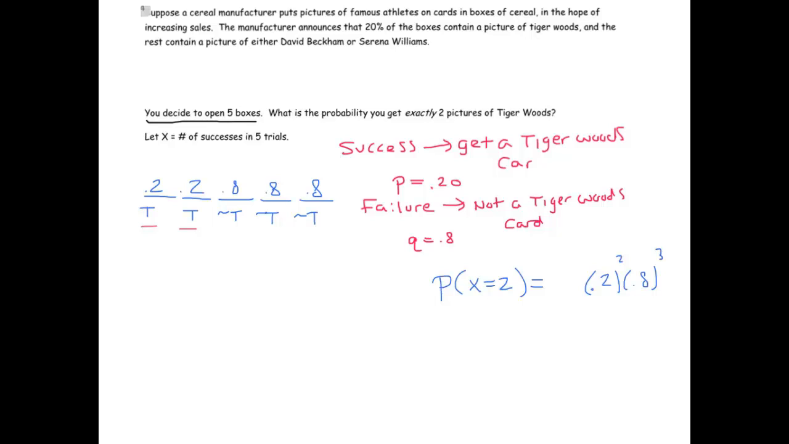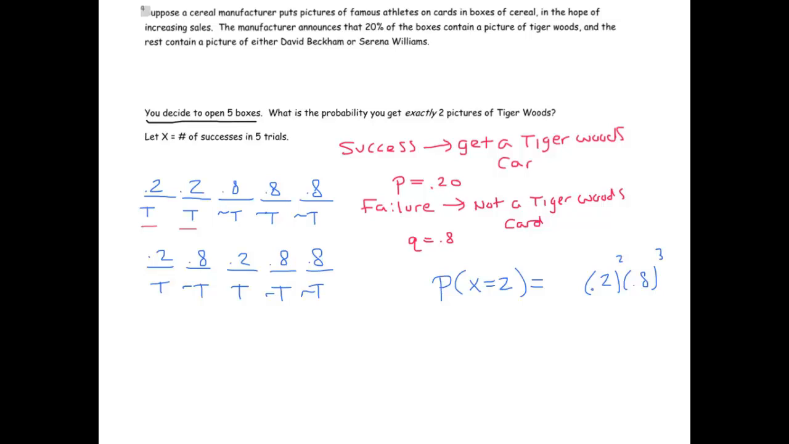There are many other ways in which I can get 2 Tiger Woods cards. For instance, maybe the first 2 boxes don't have the cards. Maybe it's the first and the third. So maybe instead it was not a Tiger Woods, not a Tiger Woods, Tiger Woods. Sorry, not a Tiger Woods, not a Tiger Woods. Maybe the first and the third have the Tiger Woods card in them, and the second, fourth, and fifth don't.